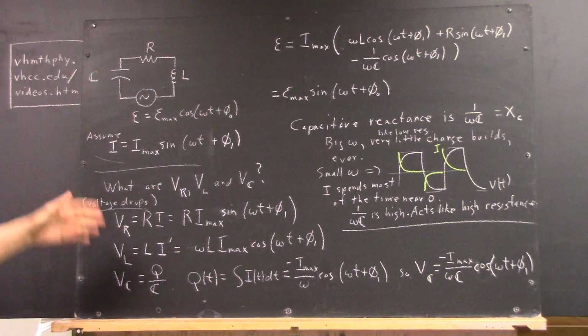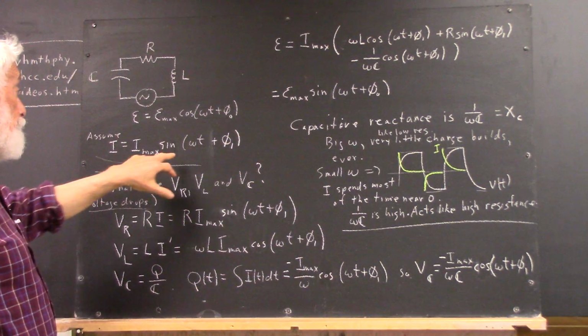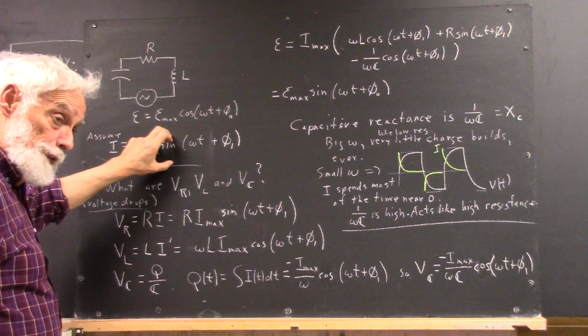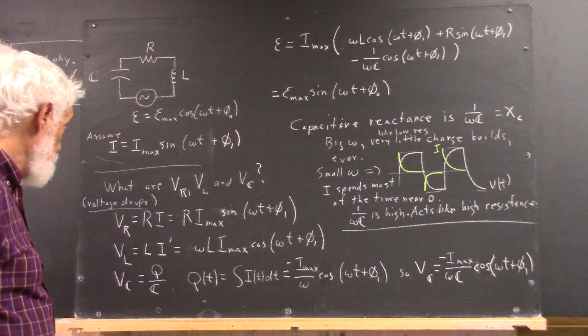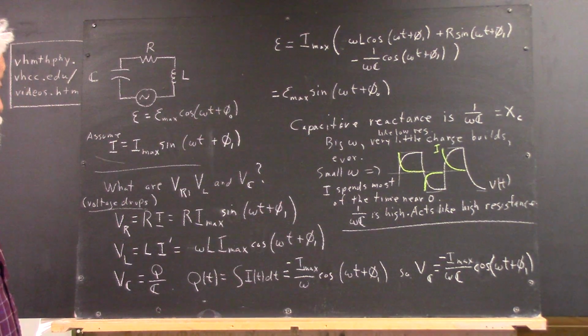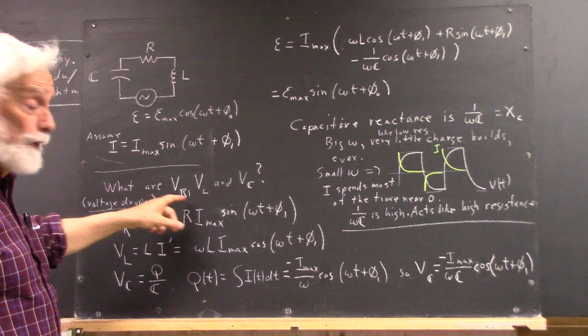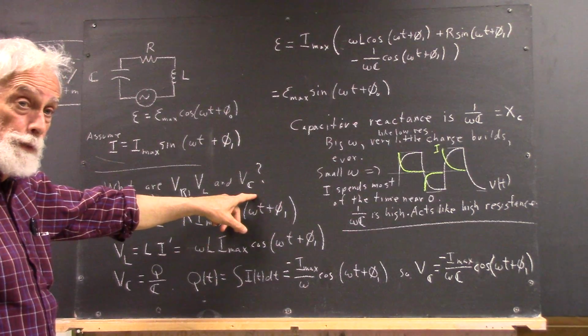We just assume that when this happens, the current is going to follow the same angular frequency. It's going to be a sine or cosine function. It's going to have a phase angle. It's going to have a certain maximum. So the question then is, what are the voltage drops across the resistor, across the inductor, and across the capacitor?